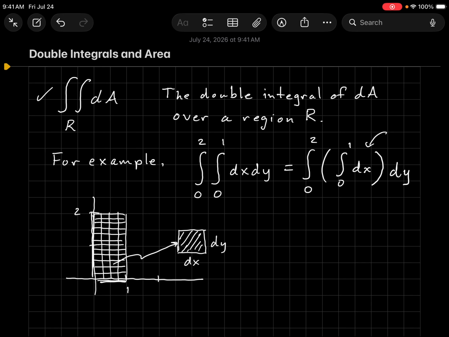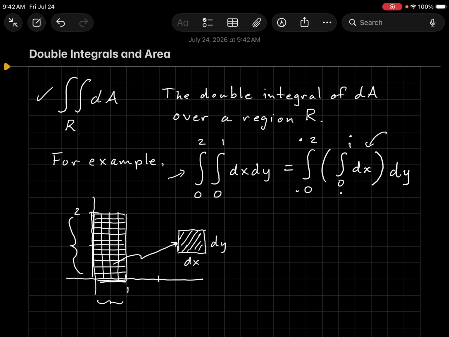Let's start by getting an intuitive understanding of what we're trying to do. For this double integral in our example, I drew the picture of what's happening. We have x going from 0 to 1, and then y is going from 0 to 2 over here. So I have a rectangular region. This is saying all x is 0 to 1 with all y 0 to 2.